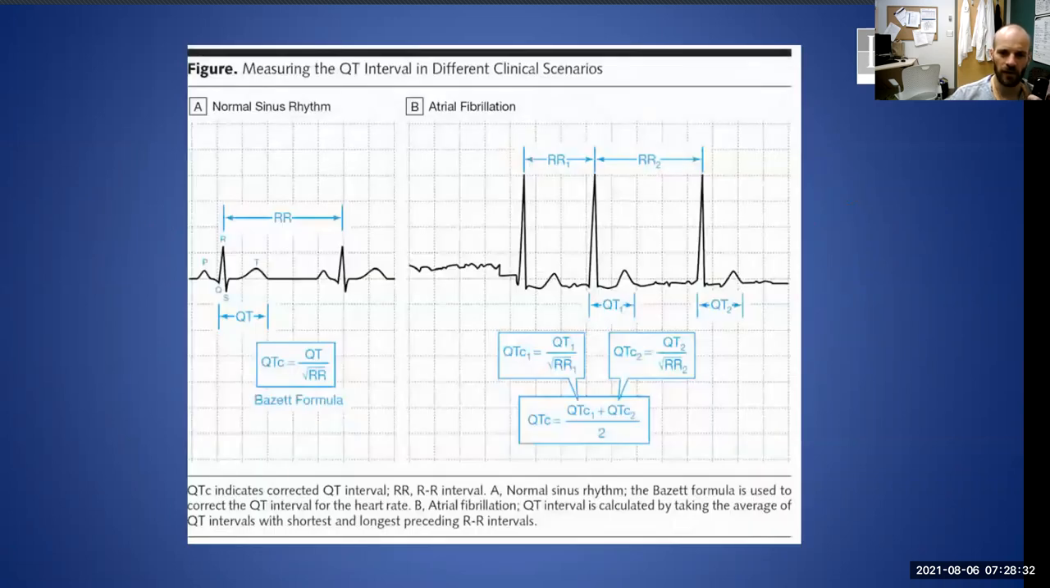So the next question is, what happens if we don't have a regular heart rate? We know that we've got our normal sinus rhythm, but frequently we see people with atrial fibrillation. If the QT interval changes with heart rate, well, in atrial fibrillation, the heart rate is changing with every beat. So what do you do then? There are several ways you could approach it, but again, the most commonly used way to account for a varying RR interval is to take the corrected QT interval for the shortest RR interval that you can see on your ECG, and the corrected QT interval for your longest RR interval, and then take the average of the two. That's a rough and ready way of establishing it.